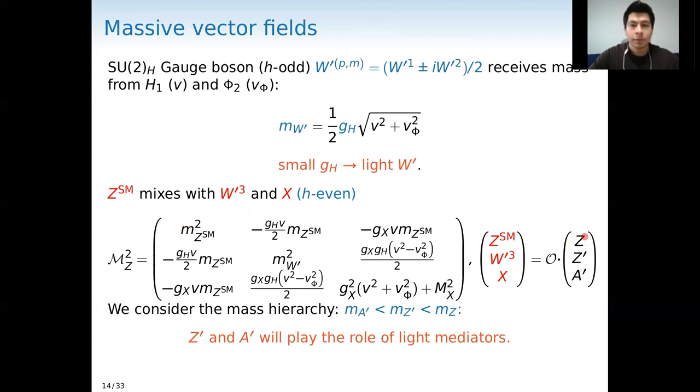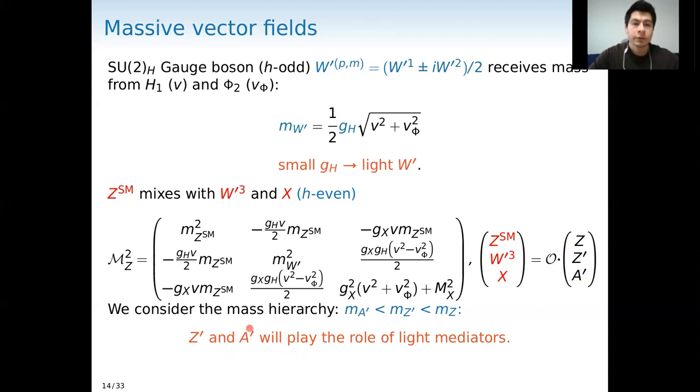This Z has to be the one that has been observed in several experiments since a long time ago, and that has a mass of 91.17 GeV. We are going to consider a mass hierarchy where A prime is the lightest one, Z prime is in the middle, and Z has the mass I already mentioned. This means that Z prime and A prime will play the role of mediators.